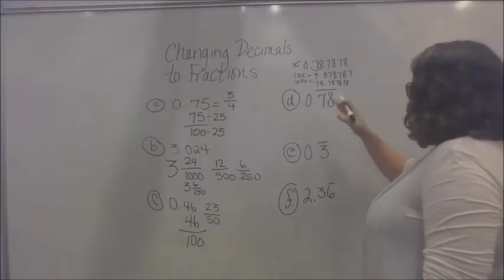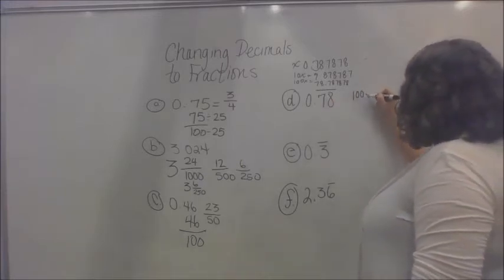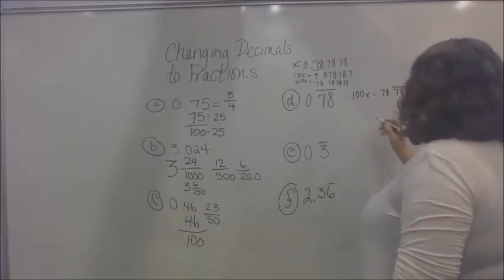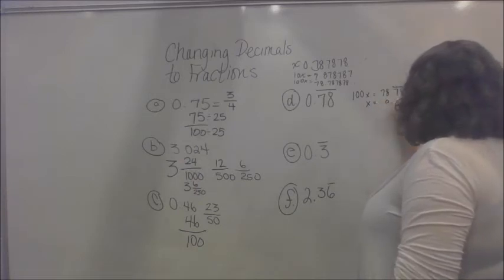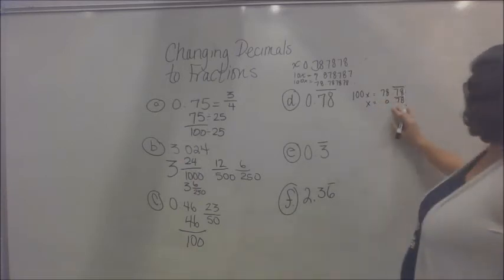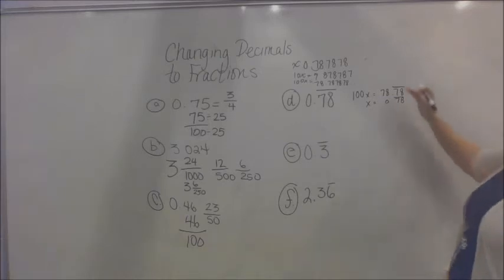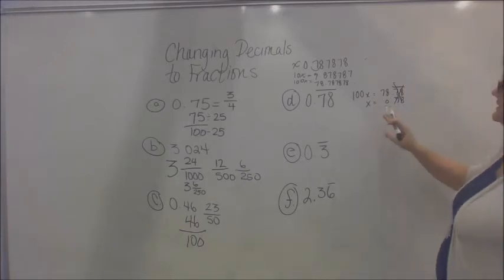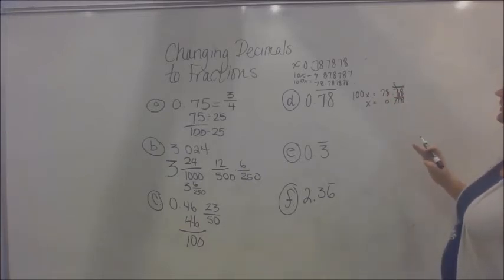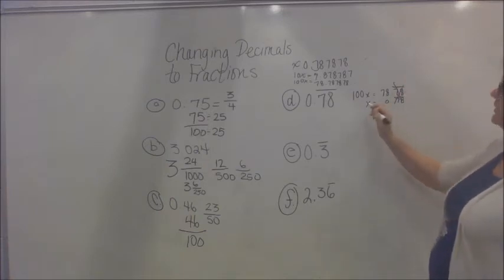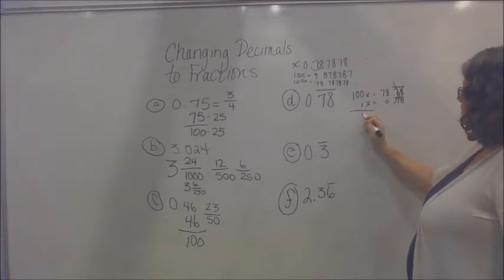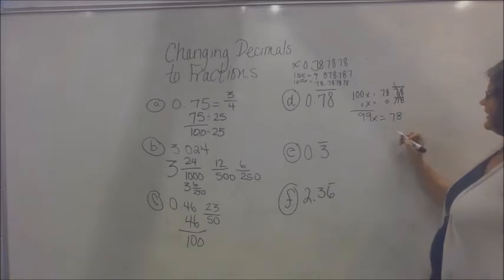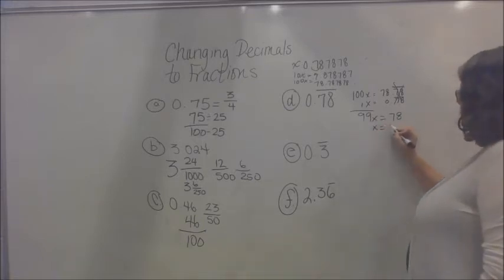So what I'm going to use for this one is 100x, which is equal to 78.78 repeating, and x, because that was equal to 0.78 repeating. The reason I know to choose these is I can just go ahead and cross that part out since they are the same. So 100 minus 1 gives me 99x equals 78. To get that as a fraction, I'm just going to divide both sides by 99.